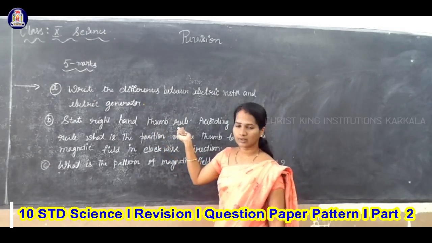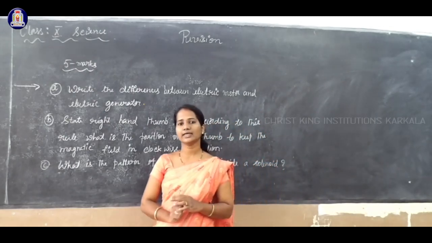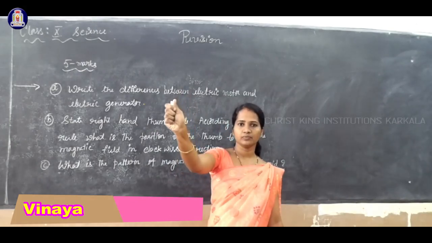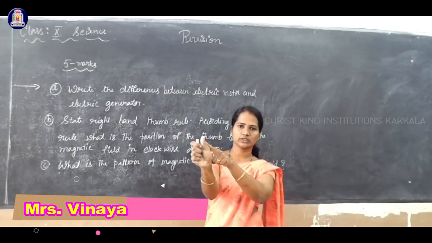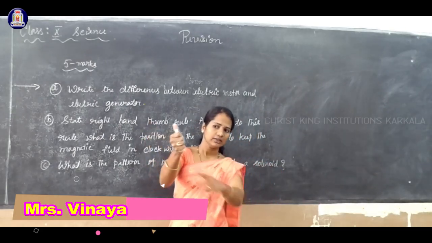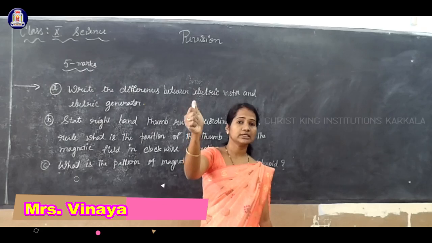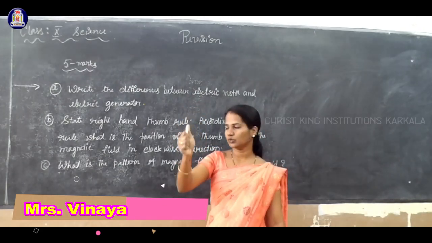State the right hand thumb rule. As you know the statement of the right hand thumb rule: imagine that you are holding a current carrying conductor in your right hand such that the thumb points in the direction of current, then the fingers which are wrapped around the wire show the direction of the magnetic field. This is the right hand thumb rule.